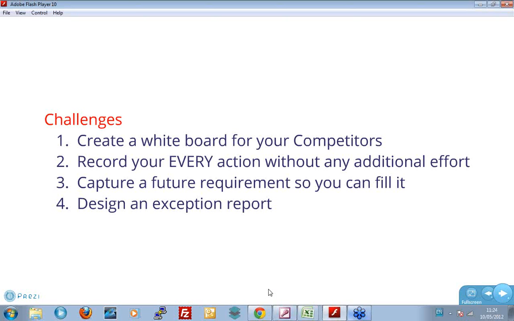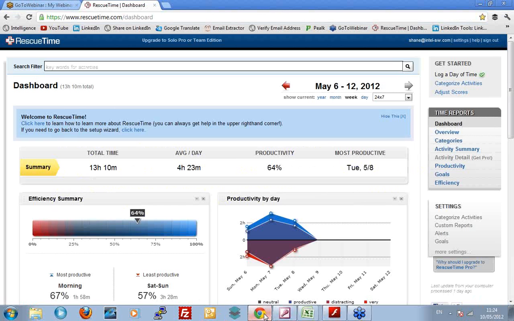I was looking at a piece of software. This is just an extreme example. This is a thing called Rescue Time. And it's a little bit of software that sits on my computer and just monitors what I do. It watches the websites I'm on. It watches all the applications I'm using.